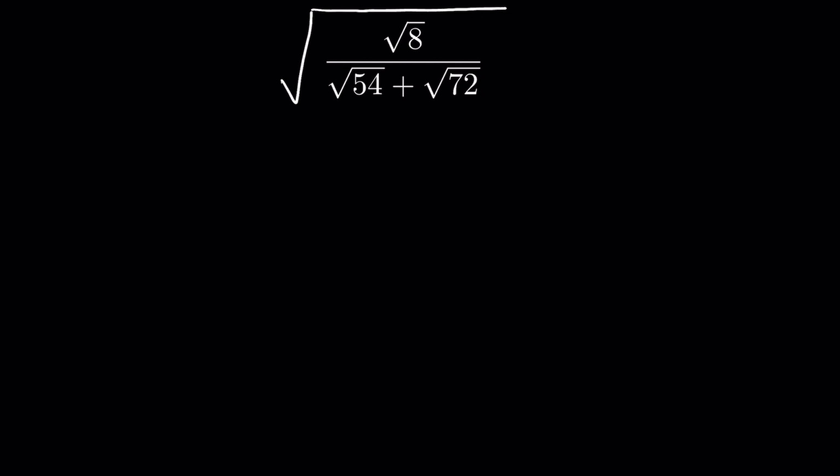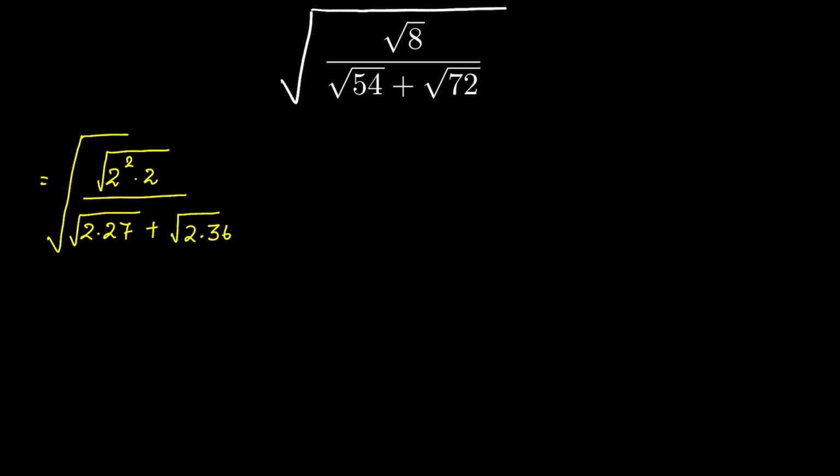Square root of 8 upon square root of 54 plus square root of 72, all under square root. We have to simplify. Let's try. Now square root of 8 we can write as square root of 2 square times 2, then upon square root of 54 as 2 times 27 under square root, plus square root of 72 as 2 times 36 under square root, then all under square root.